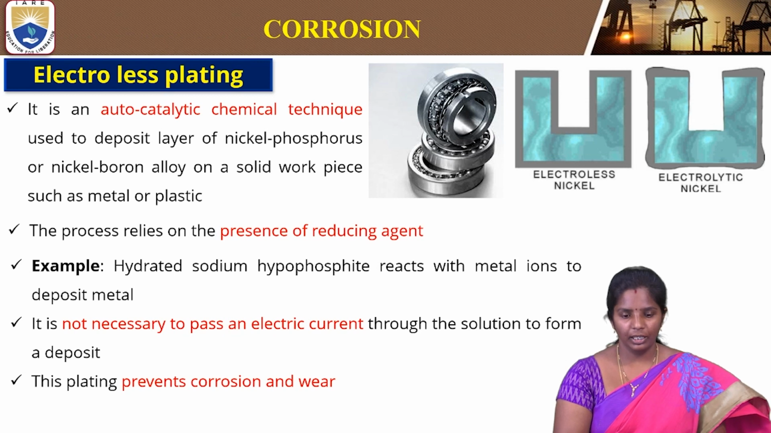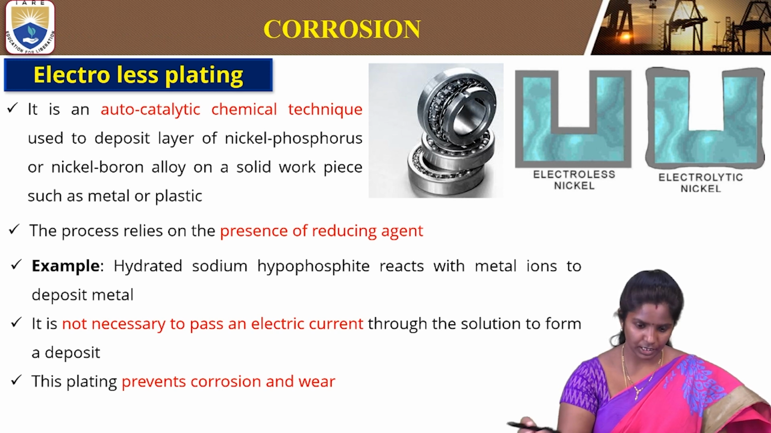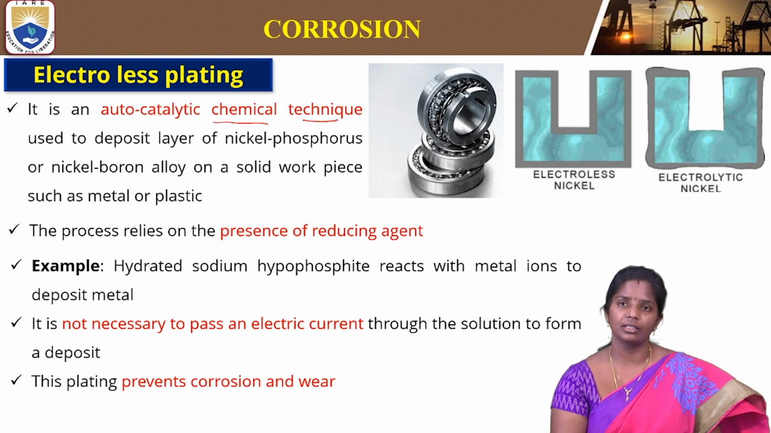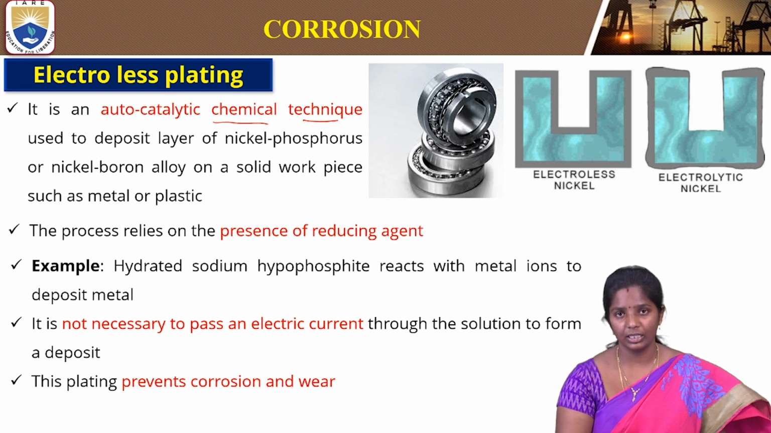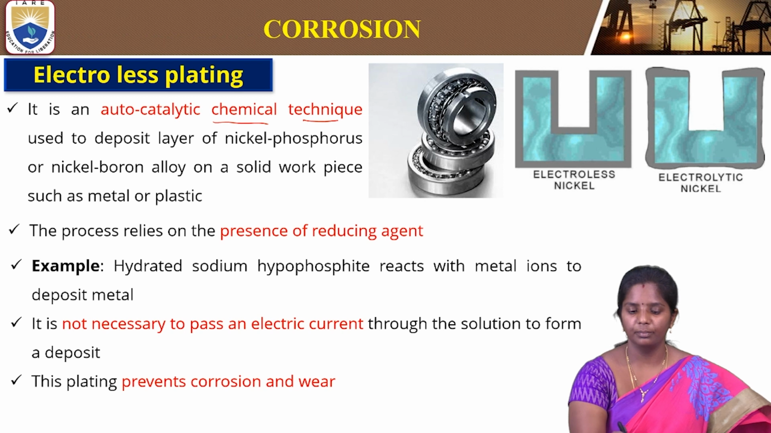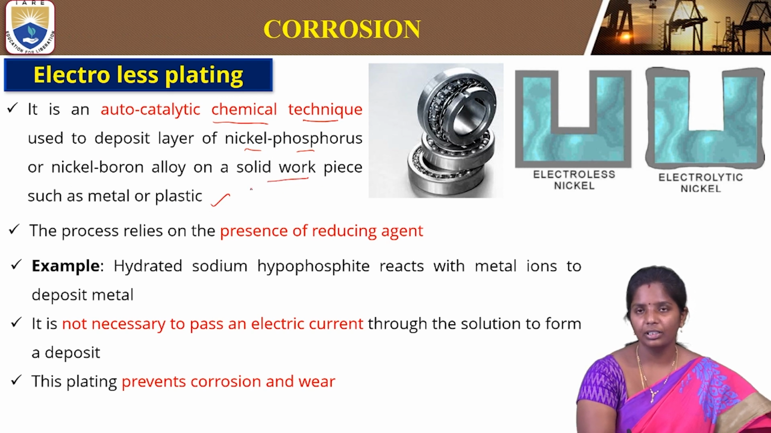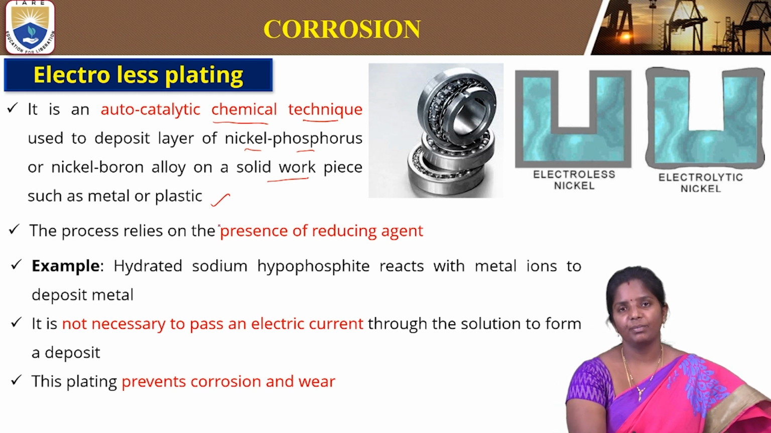So then electroless plating. If you see the other application, the mode of corrosion resistant coatings is the electroless plating. It is an autocatalytic chemical technique wherein, without electricity, we can coat the metal with another metal. It is used to deposit a layer of nickel phosphorus or nickel boron alloy on a solid workpiece of metal or plastics. Because we are not applying any current, even plastic can be coated with this type of method.